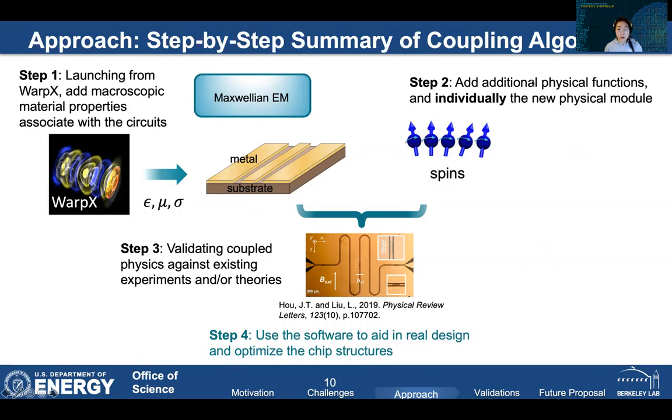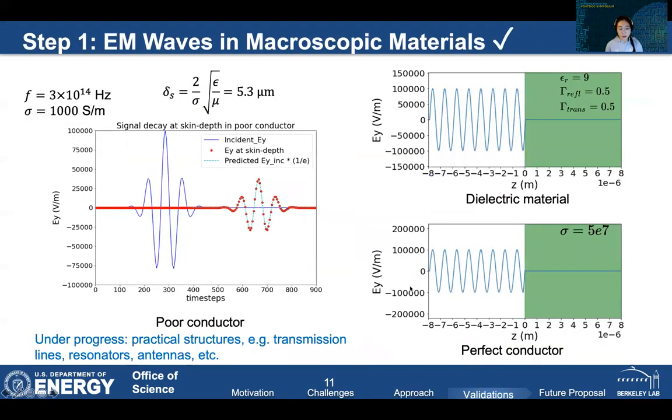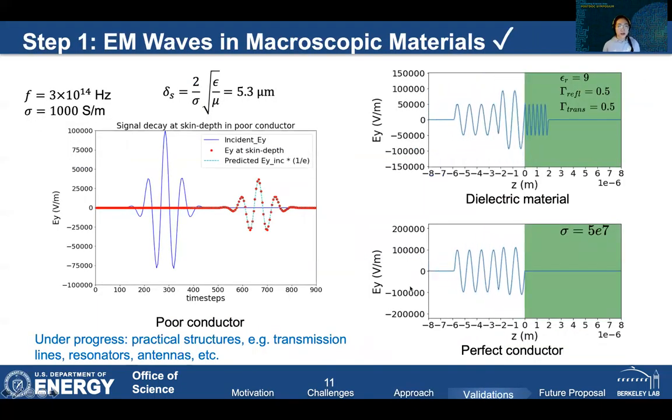Then we demonstrate other physical modules, which is the Landau micromagnetics in our first attempt. The Landau micromagnetics theory is a continuum model that describes the evolution of magnetic moments under the effective magnetic field and torques. Our third step is to validate the coupled physics between these two against existing experiments and theories. Ultimately, we aim to use the software to aid in real design and to optimize microelectronics chip structure. Our goal is that the software will be developed to be a guideline for designers and experimentalists. So the first step is to validate EM waves in microscopic materials, and we can show 3 validation cases here.